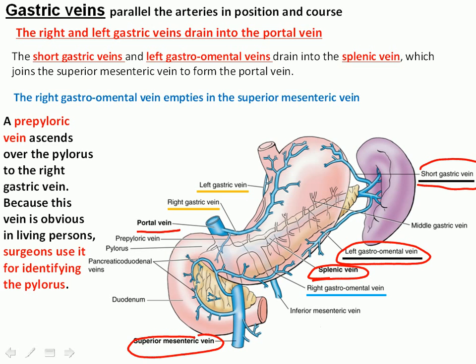The right gastroomental vein empties into the superior mesenteric vein. A prepyloric vein ascends over the pylorus to the right gastric vein. Because this vein is obvious in a living person, surgeons use it for identifying the pylorus.